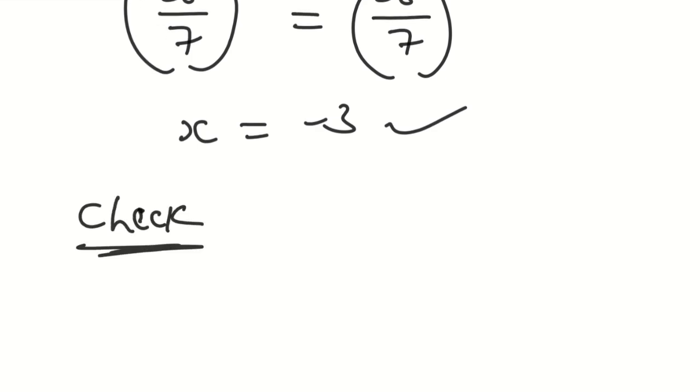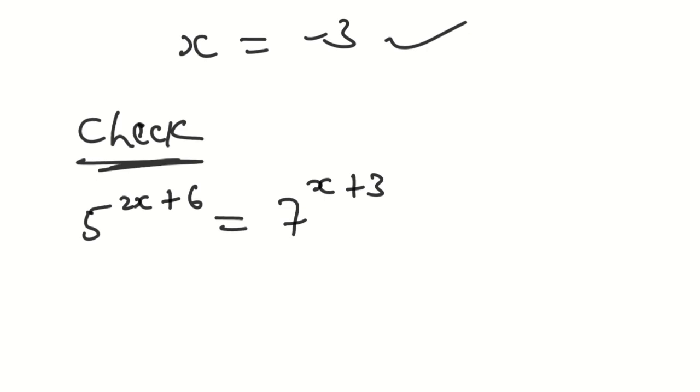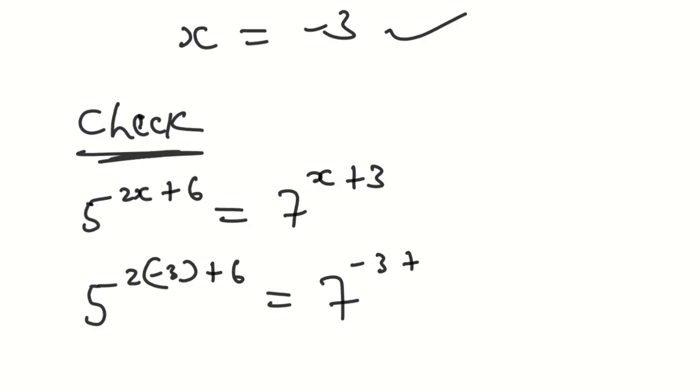All right, I'm going to rewrite the equation. So I have 5 raised to the power of 2x plus 6 is equal to what? 7 raised to the power of x plus 3. So let's plug in minus 3 into this equation and let's see what it will give us. So 2x is negative 3 times 2, remember? We just got it. Plus 6 is equal to what? 7 raised to the power of minus 3 plus 3, because x is minus 3.